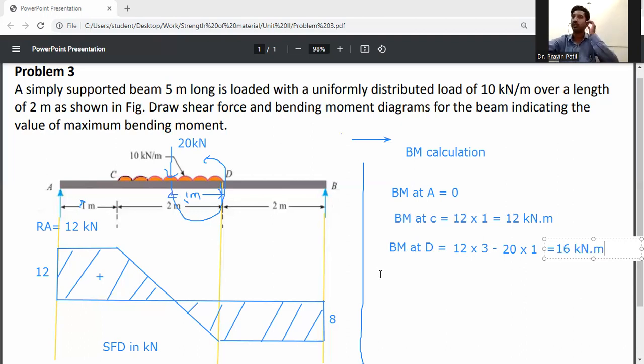So BM at D is done. Now BM at B should actually be 0, we will just cross check it once again. BM at B is the force 12 into the perpendicular distance. A to B distance is 1 plus 2 plus 2, it will be 5 meter. This RA is rotating about A in the clockwise direction.